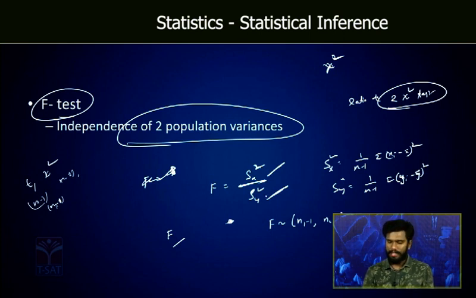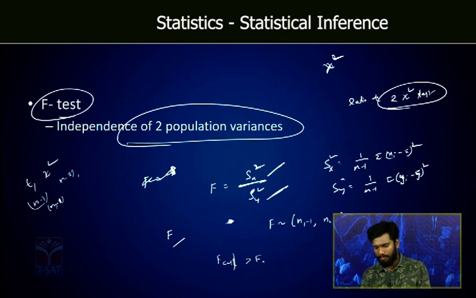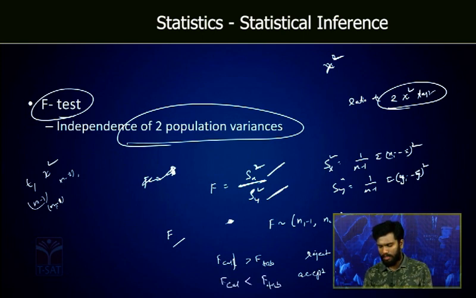After calculating Sx square and Sy square, if the F calculated value is greater than the F table value, we will reject the h naught. Otherwise we will accept the h naught, when the F calculated value is less than the F table value.